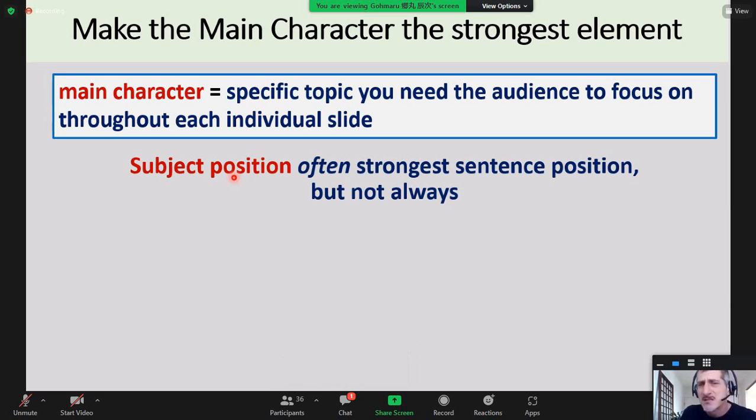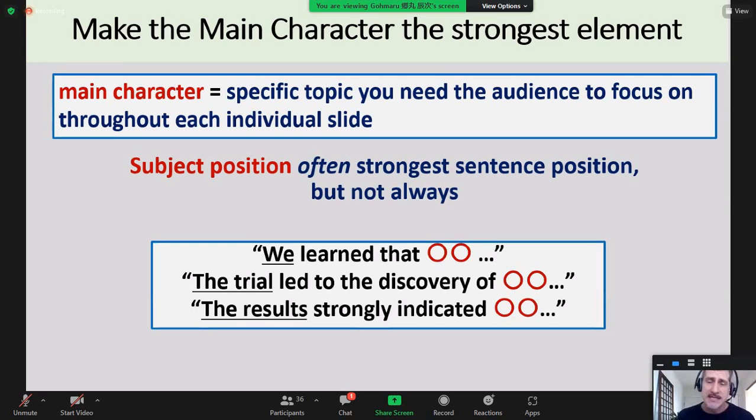So very often it's the subject position, especially when the subject is attached to a strong verb, a key action that is happening. In that case, the subject position will be strongest, but not always. For example, sentences like these.